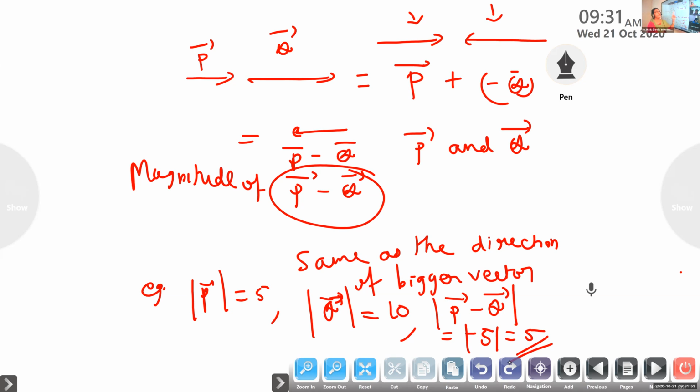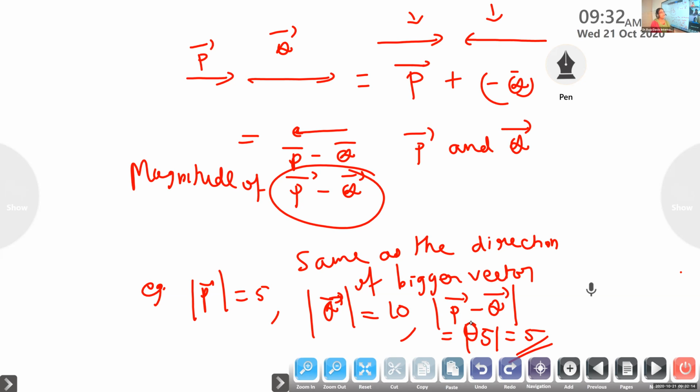Negative sign indicates it is the direction of Q. That is the only difference. But when you take the magnitude, it is 5 only. So when you write minus 5, it should be put in the modulus. So what is the indication of this negative sign? The negative sign only indicates the direction is opposite to P. That is the only thing.